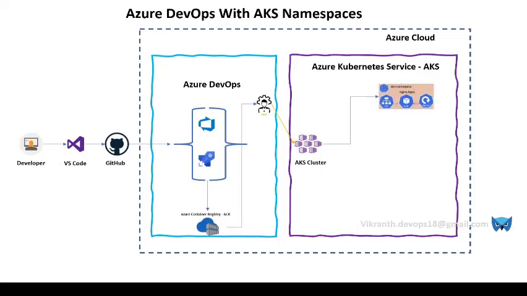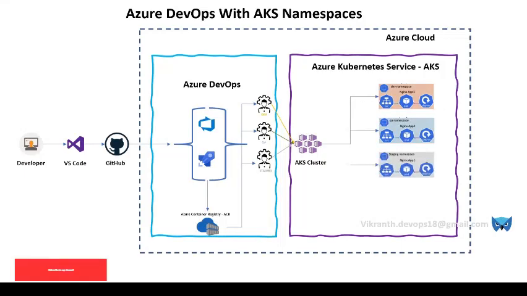In the same way, we deploy to the QA, pre-prod or staging environment, and finally the prod environment. So this represents the complete end-to-end Azure DevOps with AKS namespaces.